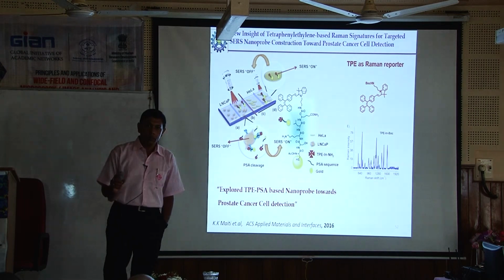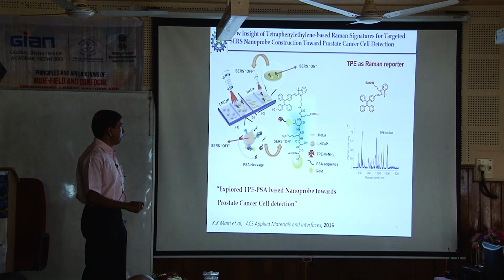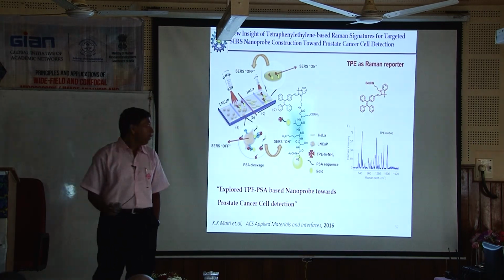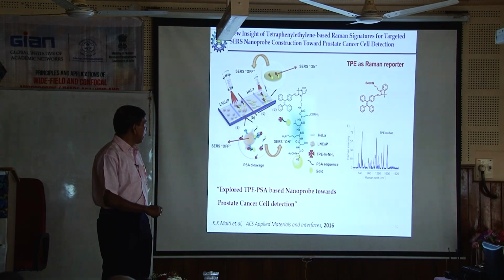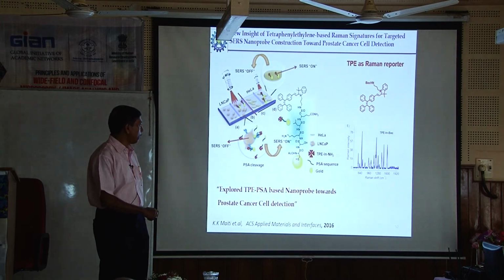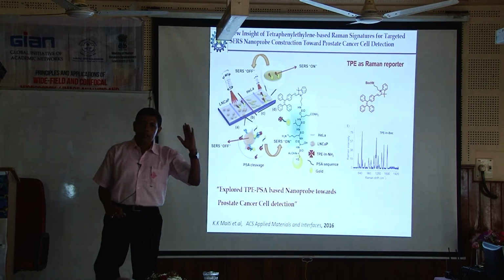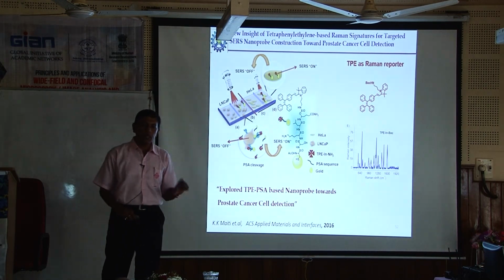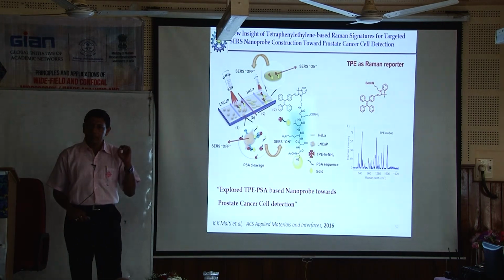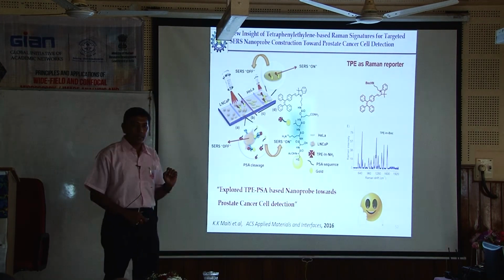If you use the PSA enzyme, then this peptide sequence, mostly this amide linkage, will be cleaved instantaneously. Once it is cleaved, the Raman active molecule will be far apart from the nanorod and its signal will vanish. So, if you can change ratiometrically the intensity of the Raman signals over the concentration of the PSA enzyme, you may even study the dose limit for the PSA enzymes.